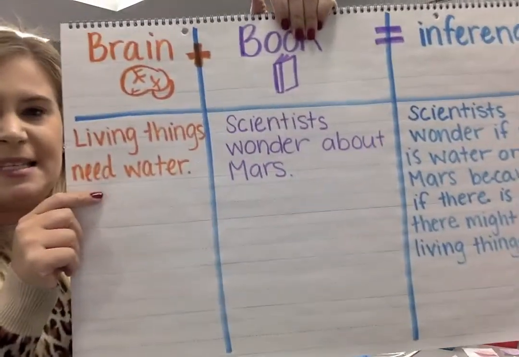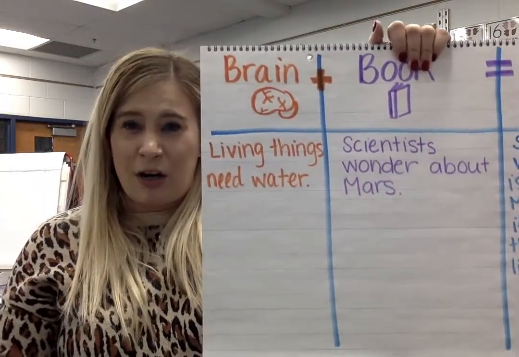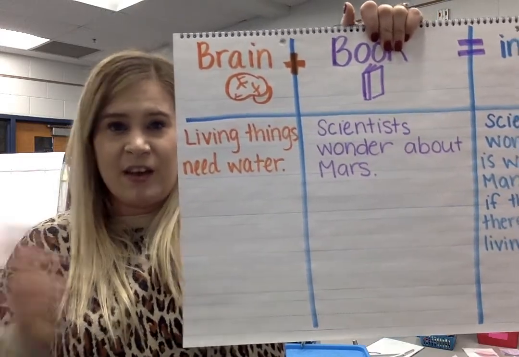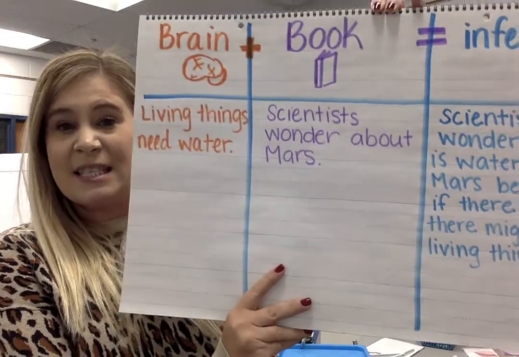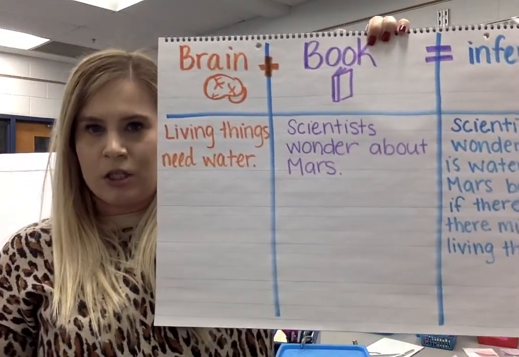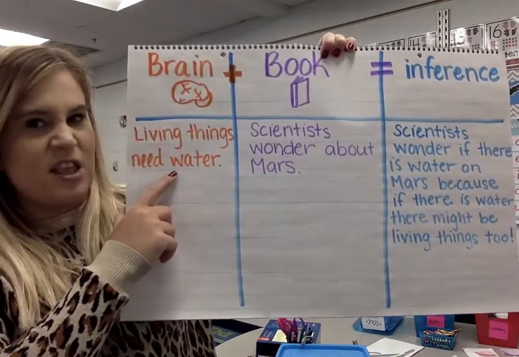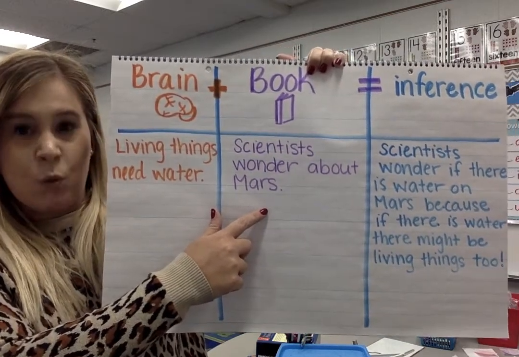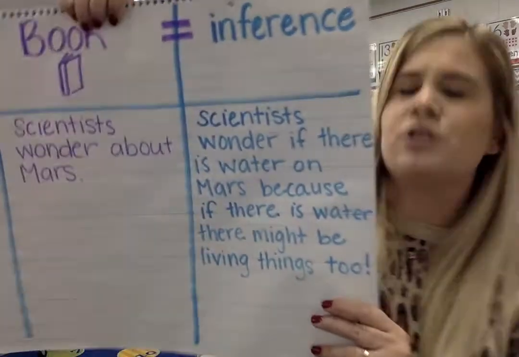So I said, in my brain, I already know that living things need water. I know plants need water, animals, people, we all need water to live. And in the book, when it was talking about living things, it was saying that scientists are wondering about Mars. So I put those two things together, that I know that living things need water, and in the book, it was saying scientists wonder about Mars, and they were talking about living things in the book too.